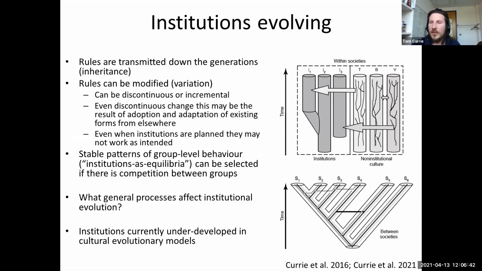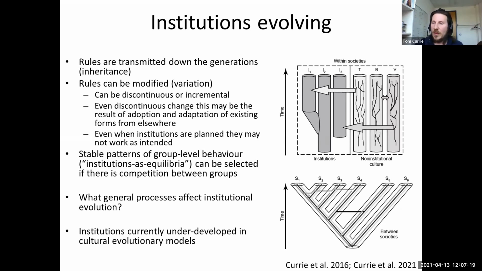So as has been brought up in discussions and in previous seminars, as humans, we can actively plan changes in societies, and we can sometimes see discontinuous changes in institutions. But oftentimes, when we're looking at institutional change, we're building on existing elements of societies, existing elements of culture. So it's not necessarily that we're completely inventing things from scratch.